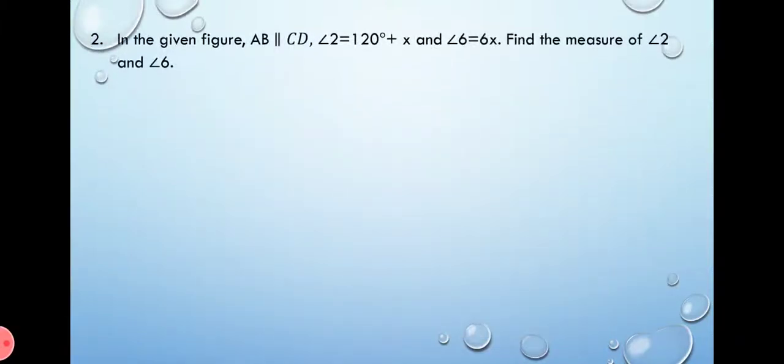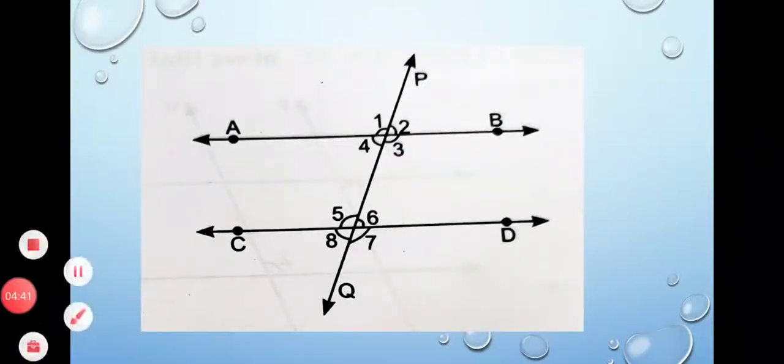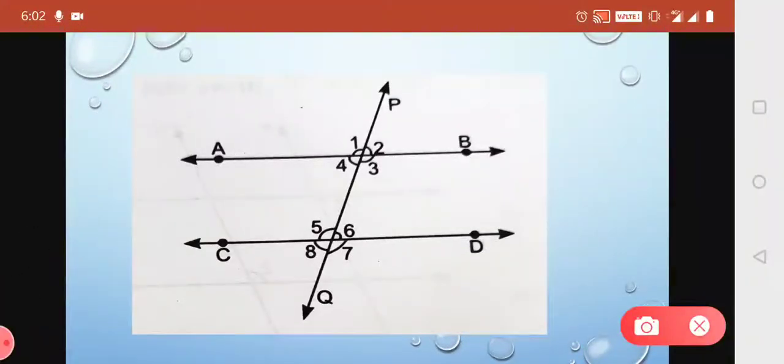Next, question number 2. In the given figure, AB is parallel to CD. Angle 2 equal to 120 degree plus x and angle 6 equal to 6x. Find the measure of angle 2 and angle 6. In the figure, it is seen that line AB and line CD is parallel to each other. So, and P is a transversal.